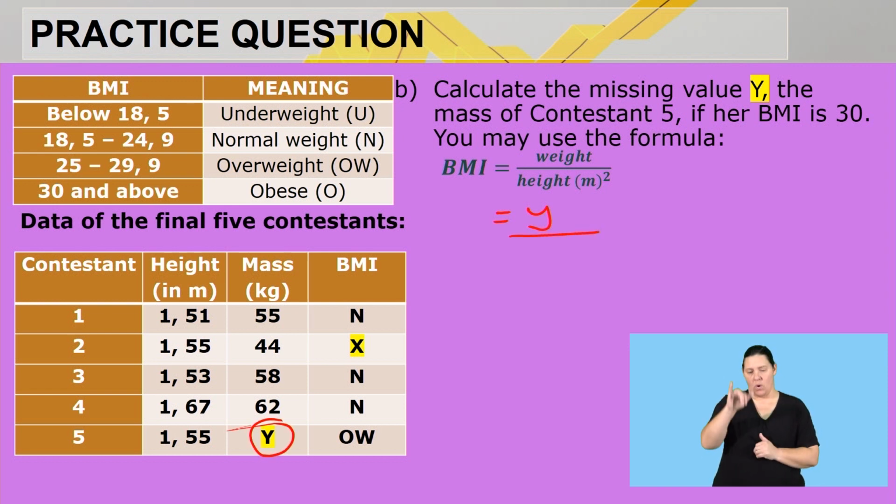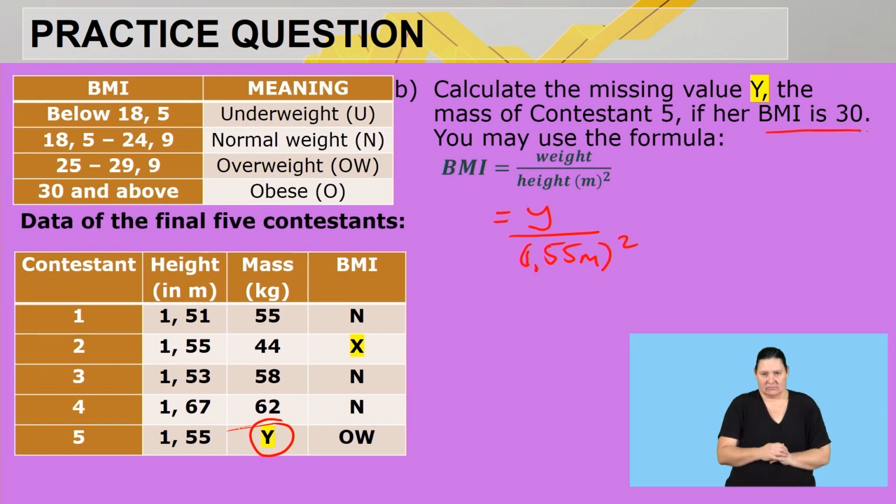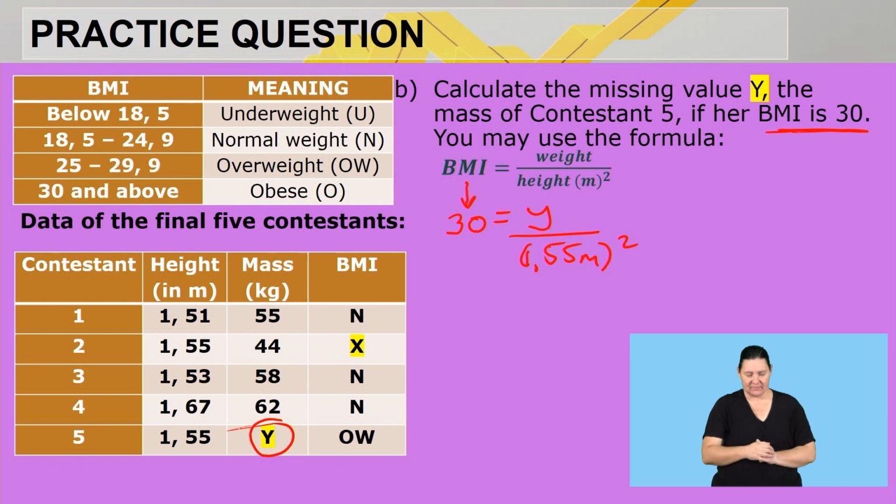So Y divided by, do I know what the height is? Yes. Height equals 1.55 meters. And remember to square that value. But now, what is important this time around? The BMI is given. It says, if the BMI is 30, so I can substitute the BMI as well. Can we see here the formula wants the BMI? So I say BMI equals 30. So step 2 is completed.